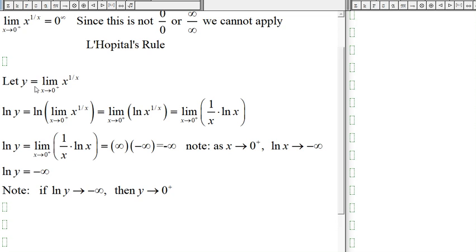But y is this, so y will go to 0, and therefore the limit of y is equal to that limit, the limit of x to the 1 over x, and therefore this limit right here has to be 0.